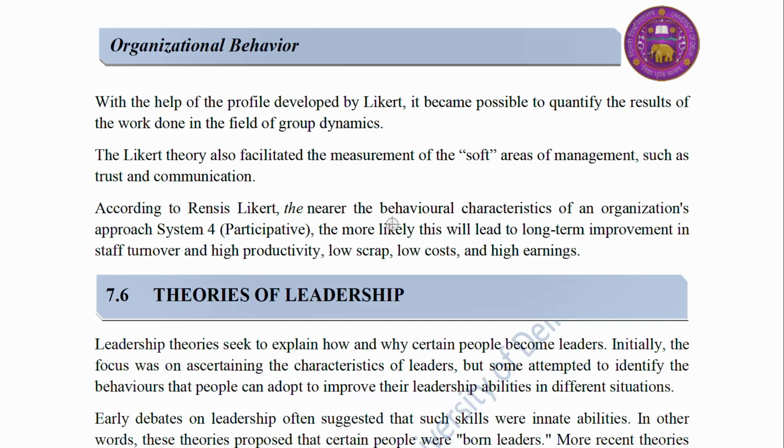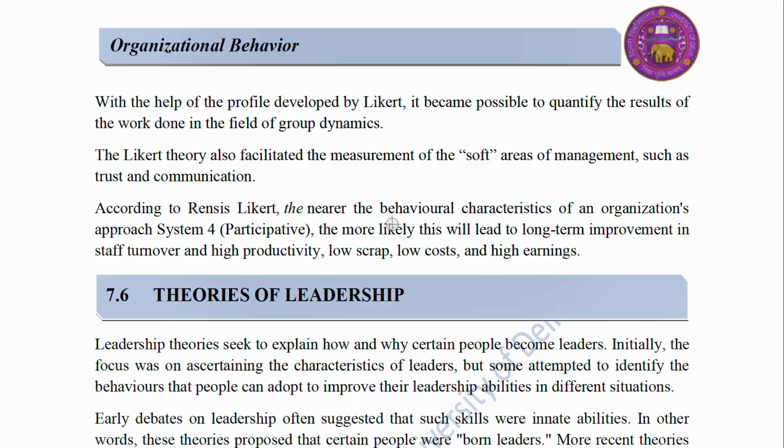The Likert theory also facilitated the measurement of the soft areas of management, such as trust and communication. According to Rensis Likert, the nearer the behavioral characteristics of an organization's approach System 4, that is participative, the more likely this leads to long-term improvement in staff turnover and high productivity, low scrap, low cost, and high earnings.